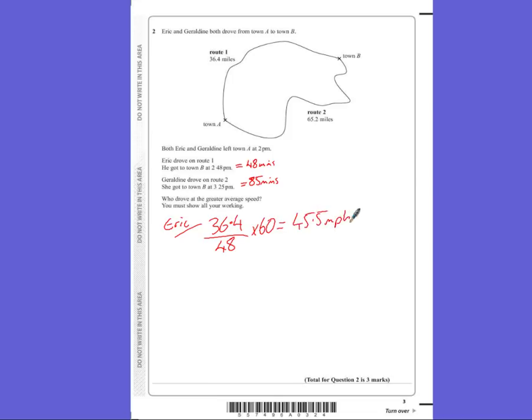45.5 miles per hour. And Geraldine, she covered 65.2 miles in 85 minutes. So again, that would be in miles per minute, so we need to times that by 60 to get in miles per hour, which would be 46.0 miles per hour. So Geraldine had the greatest average speed.